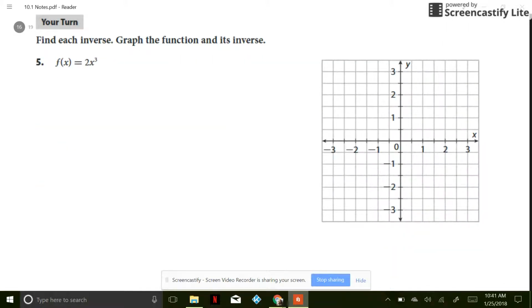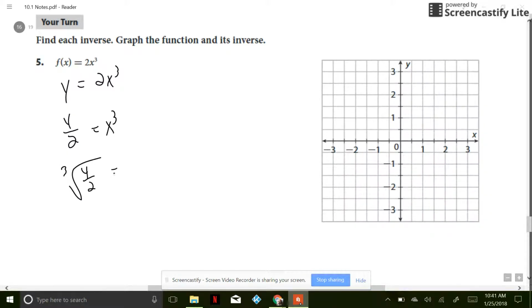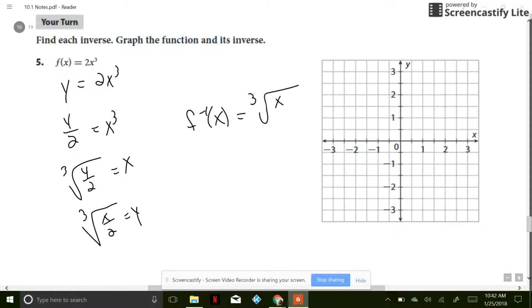So here we want to find the inverse and graph a function and its inverse. So we have y equals 2x cubed. Our first step, replace f of x with y. Now we'll have to divide by 2. And now we take the cube root. We switch x and y. And our last step, we just rewrite it as f to the negative 1 of x. And that's our function.